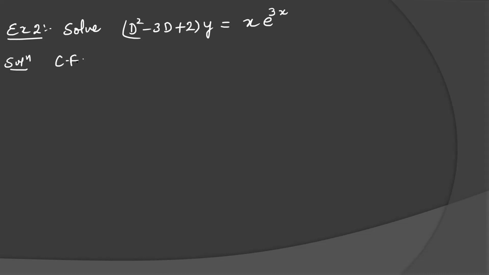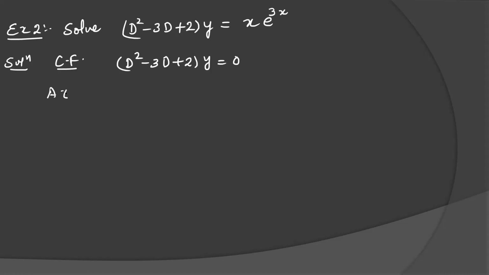Example 2. Solve D square minus 3D plus 2 y equal to x into e to the power 3x. Okay. So for the complementary function, CF is written as D square minus 3D plus 2 y equal to 0, because the corresponding homogeneous differential equation is this one. We equate f(x) equal to 0.